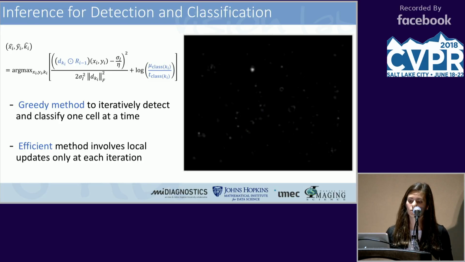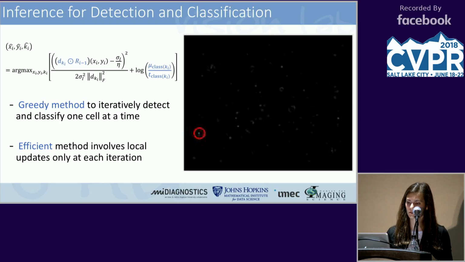The idea is shown in the equation above. So if you look at the correlation of the residual image with the templates, the area with the largest response will probably contain the next cell. However, there's also a second term which takes into account the cell population priors. And finally, just note that this method is efficient. It involves only local updates at each iteration, so we can efficiently detect and classify hundreds or thousands of cells in an image.